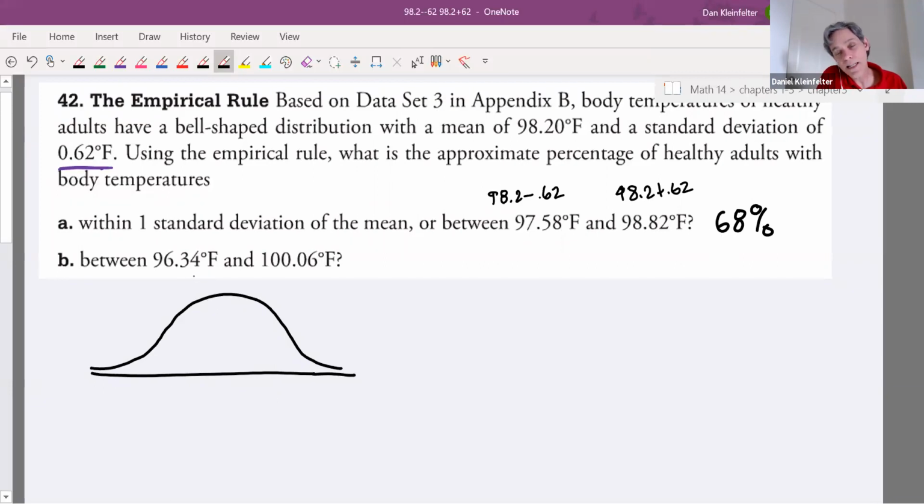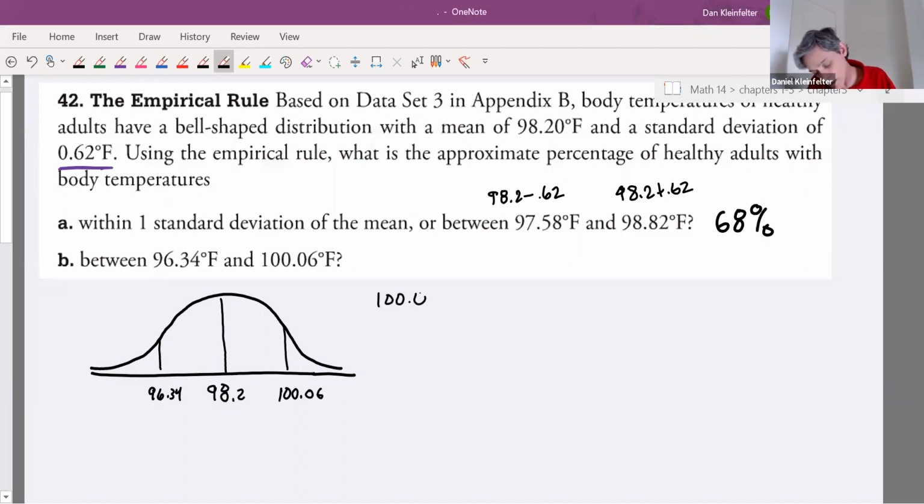We want to know between 96.34 degrees and 100.06 degrees. So we want to figure out how many standard deviations that is. We know that the mean is 98.2 degrees Fahrenheit. I'm going to leave off the degrees Fahrenheit symbol just so that the picture is less cluttered, but keep in mind that that's what the values are. All right, so the upper end was 100.06, and then the lower end is going to be down to 96.34. Okay, so we need to know what that is.